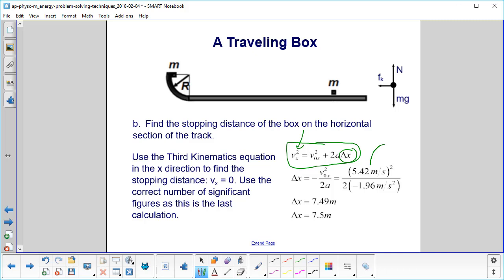We solved for v0x earlier. That was conservation of energy. We solve for the acceleration using dynamics, and notice the extra sig figs there. We get delta x is 7.49 meters, and then again we wind up with just 2 sig figs, which is 7.5 meters. Don't worry too much about this on the AP exam, but if you're off 1 or 2 significant figures, it does not matter.